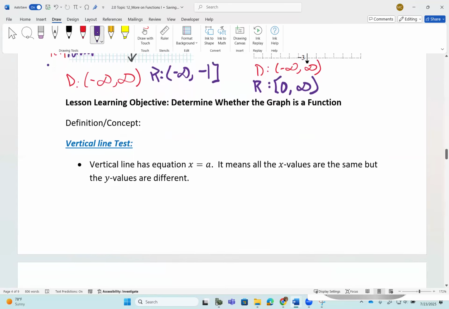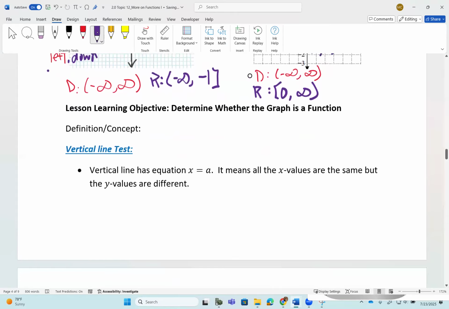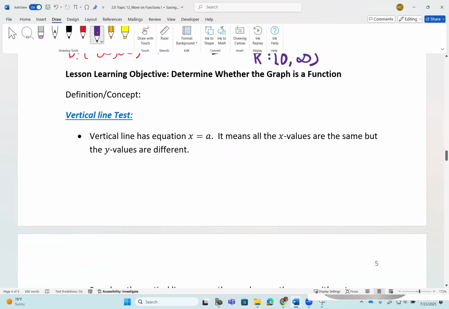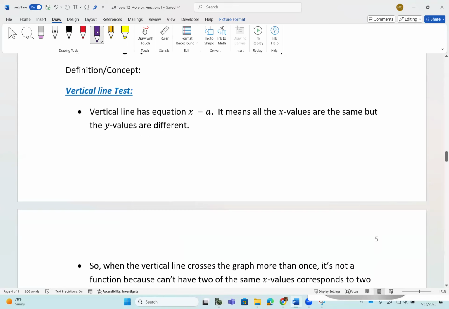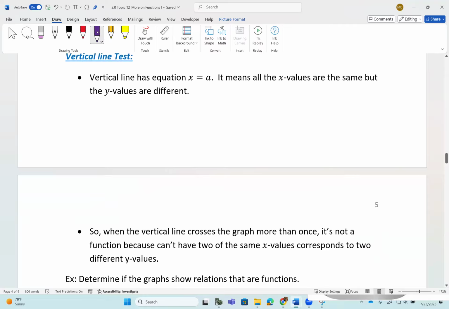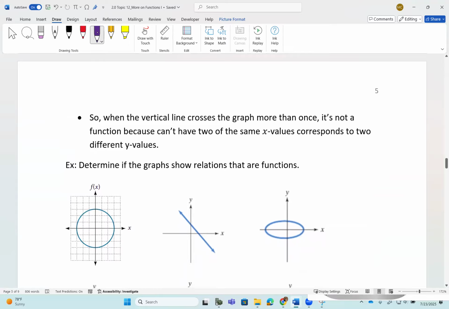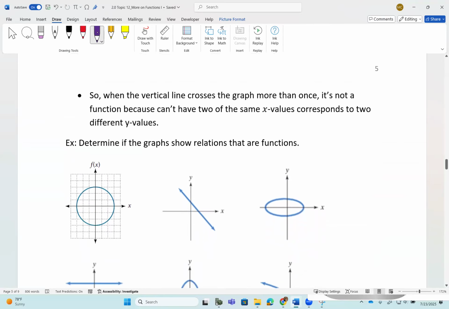Now, the next objective is what we call determining whether the graph is a function or not a function. Okay, we talked about this back in topic 11. We said that for a relation to be a function, you cannot have the same x value repeated. The only graph that has the same x value is a vertical line. So that's why we're going to use a vertical line to test it out, because on a vertical line, all the x values are the same. All right, so this is called the vertical line test. So if the vertical line crosses my graph more than once, that means I'm going to have more than one of the same x value, then it's not a function.